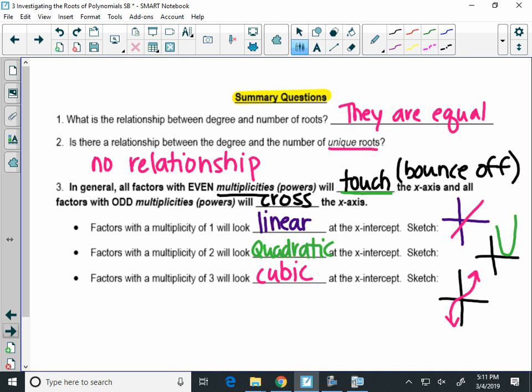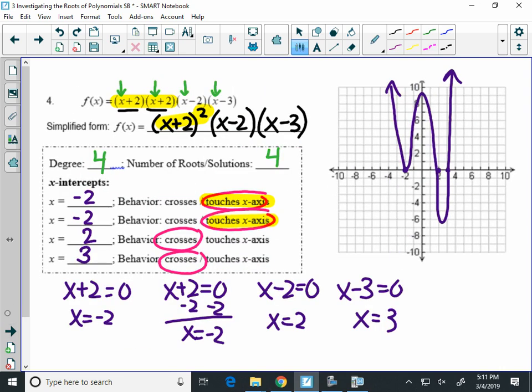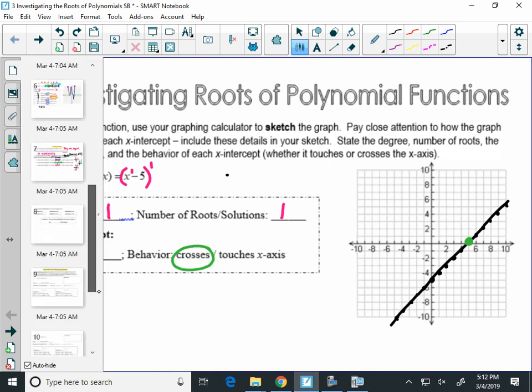So you need to know what is going to happen at the root depending on the multiplicity of that root. We're going to be sketching graphs, and I'll go through one of the practice problems here in just a second. Now let's count the multiplicities for each of the functions. So number 1. So we'll go way back to the beginning. The multiplicity, so if I were to put this in parentheses, there's only one of these factors. So the multiplicity for number 1 there is just 1.